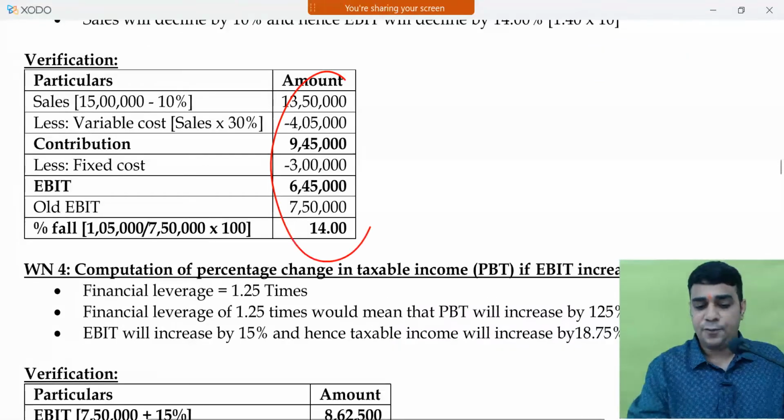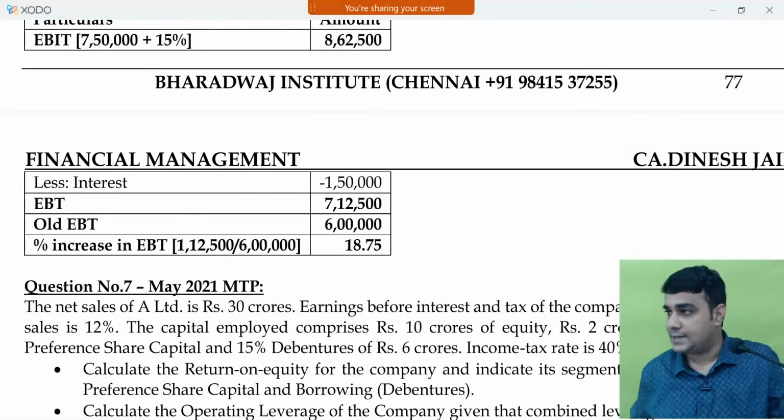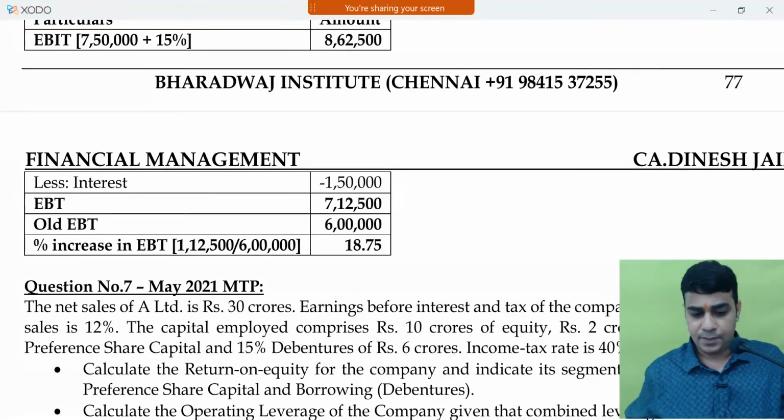Similarly, here the 14% is exactly happening that way. And similarly here I think the change is 18.75. Clear? Any doubts on this?